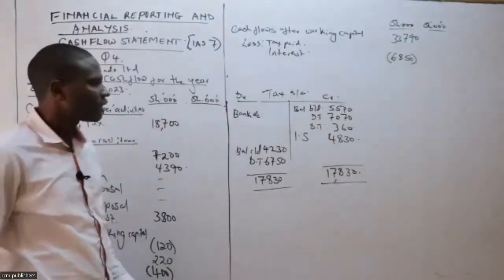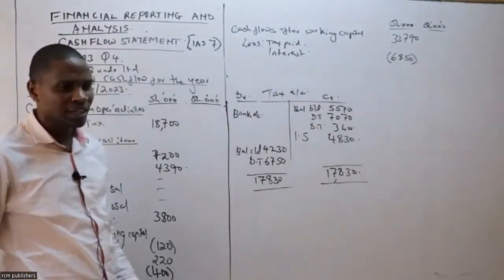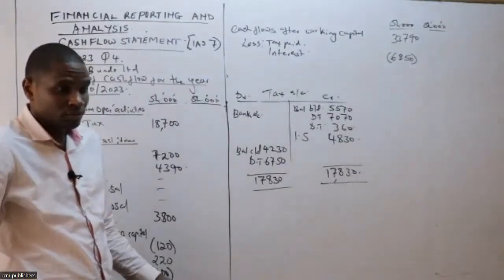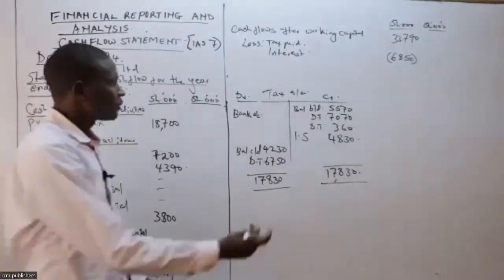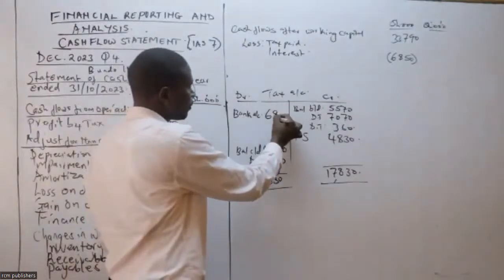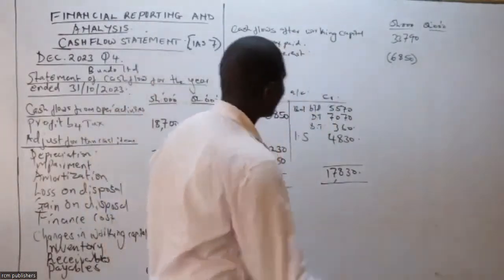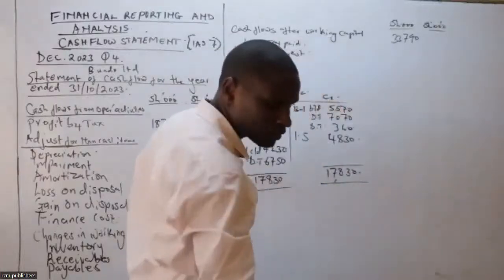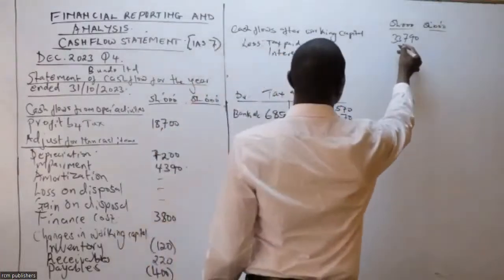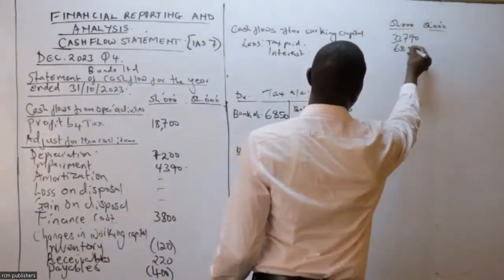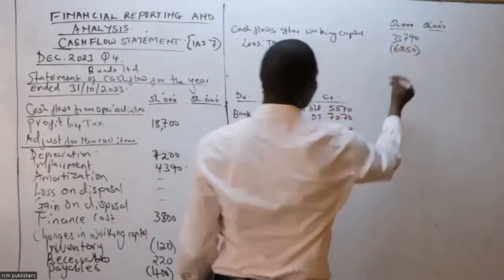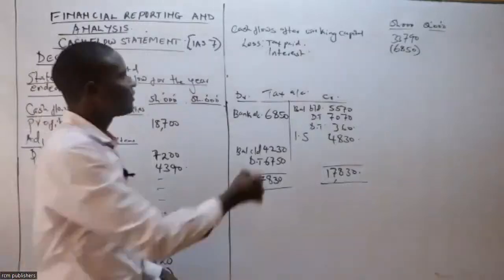So that was the tax. 6850. All right, thank you. So that was the tax paid, 6850. What about the interest? The interest paid.